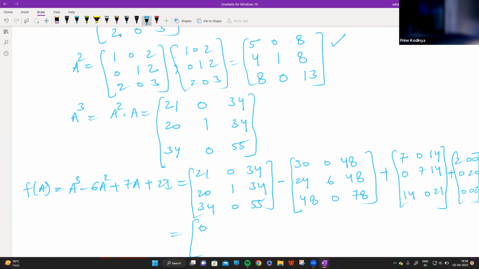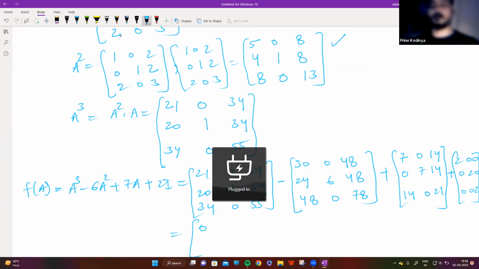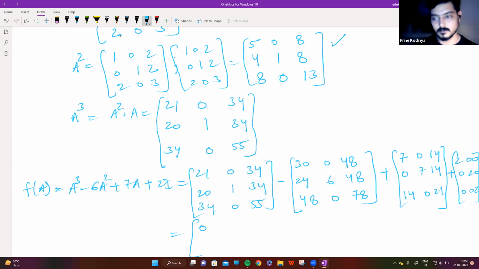You can check this. So this would be 21 plus 7, 28 plus 2, 30, 30 minus 30 is 0. Then 0 minus 0 is 0, 0, 0, 0. 34 minus 48, so 34 plus 14, minus 48 is 0. Okay. See, the answers are coming out as 0. So it may be possible that the expression for proving was the same.